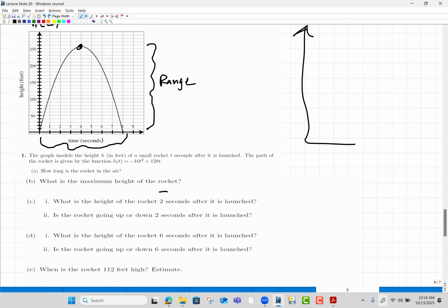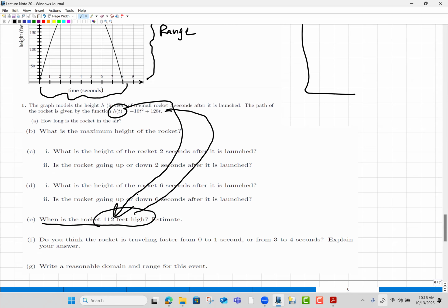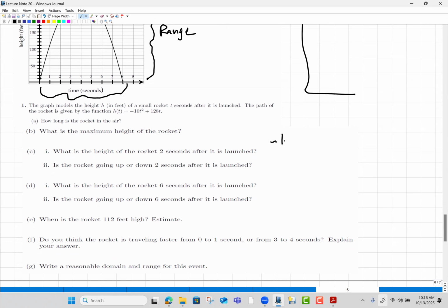So with these, they're giving you a time and you're finding the height. Here, you're finding if it's going up or down. Same thing here. Plug in the 6 and you'll be able to tell from the picture if it's going up or down. When is it this high? Well, you set the height equal to 112 feet, and then you have to solve for the time. To do that, I'm going to give you a tip.